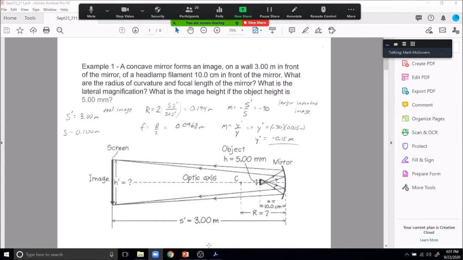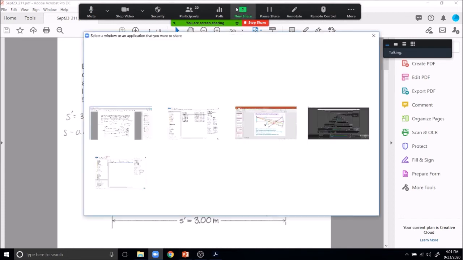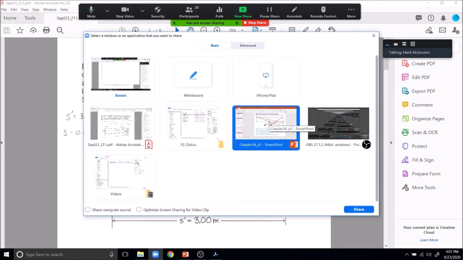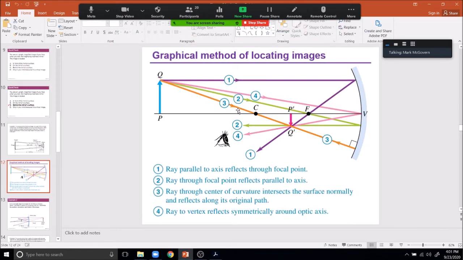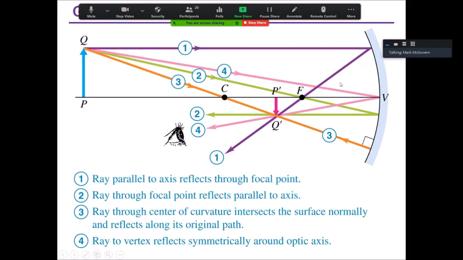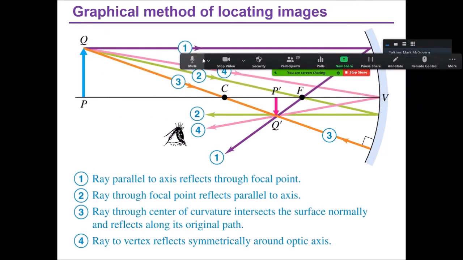Let's then get back to something. Let's tell my screen share to get with it here. Oh, well, here we go. Here is our graphical methods here. Okay.